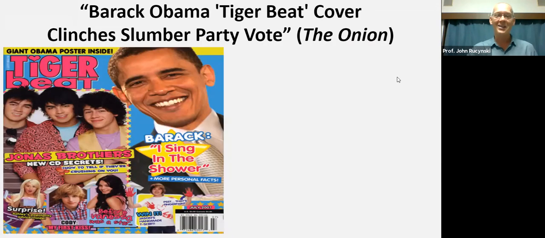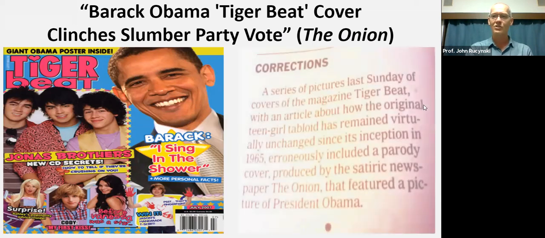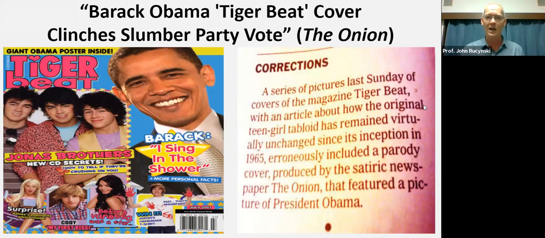Okay, if you're not from America, this magazine Tiger Beat is kind of a magazine for teenage girls. So The Onion had a joke that putting Obama on the cover helped Obama to win the election, which just makes no sense because these girls would be too young to vote. But the New York Times actually mistakenly used this photo in a collection of Tiger Beat covers. They didn't realize they used a fake one. So maybe someone was right that the New York Times is fake news.